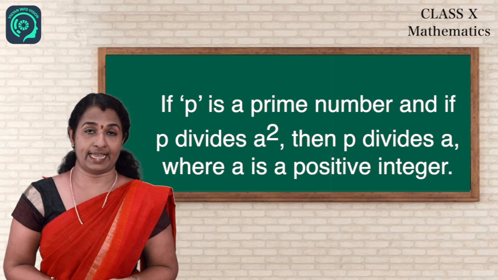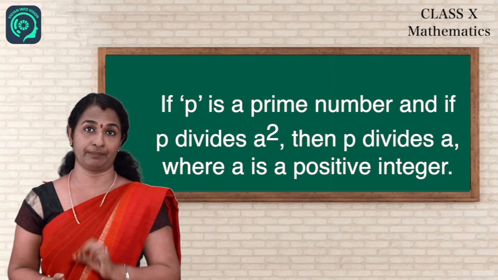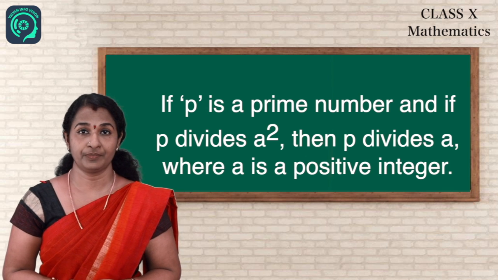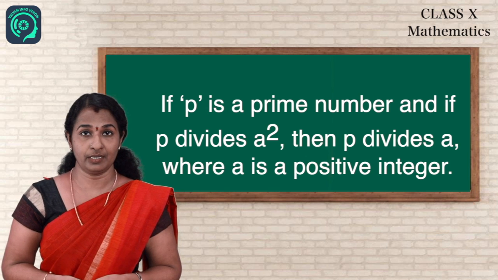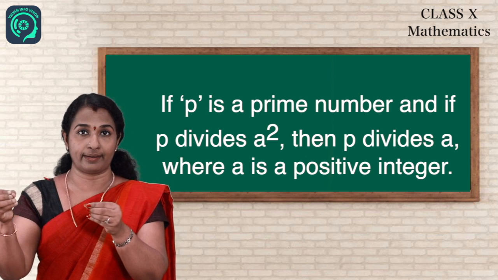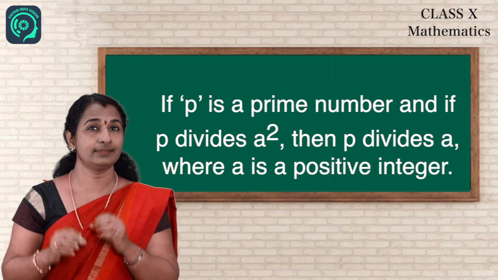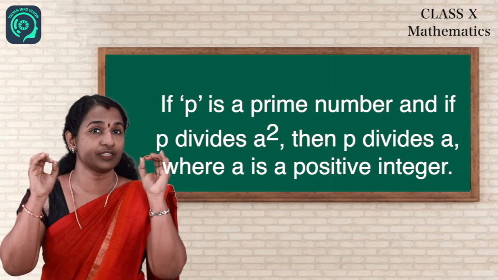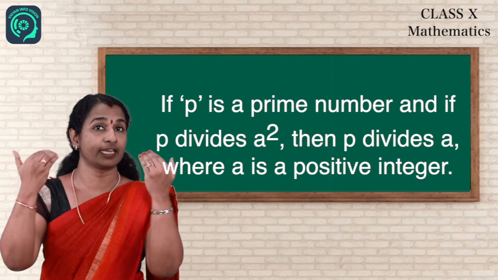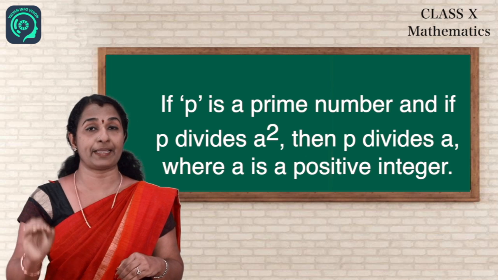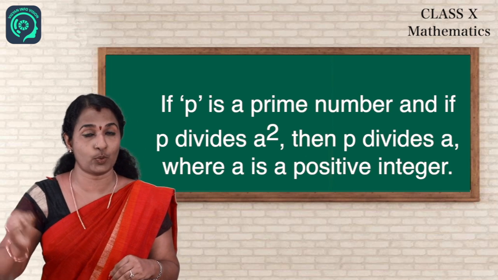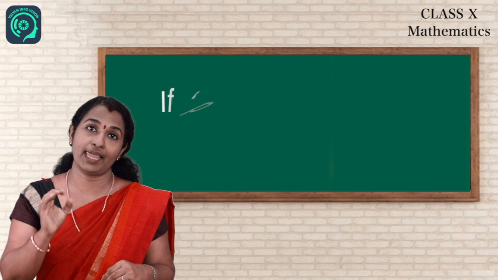The theorem states that let p be a prime number. Let us take p as a prime number. So when you take p as a prime number, if p divides a square, then p divides a. This theorem, please children, you keep this in your mind. We are going to use this theorem in the proof. If p is a prime number and if p divides a square, then p divides a.